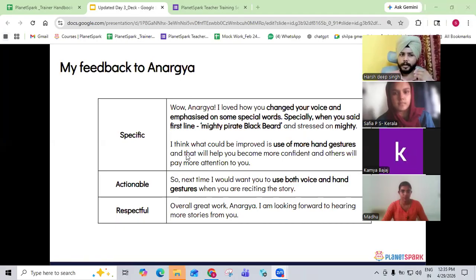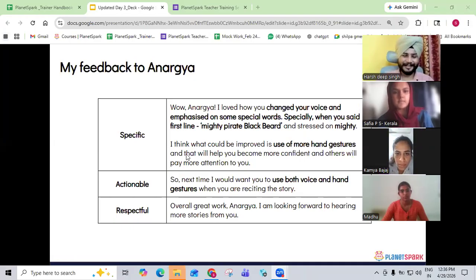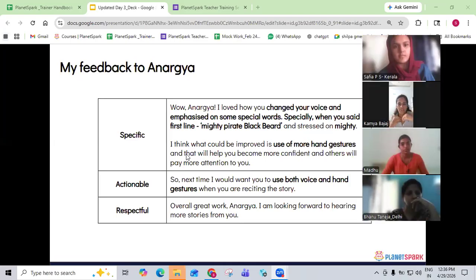I think what could be improved over here is use of more hand gestures so that it will help you to become more confident and you can speak confidently and pay more attention to what others are saying. And others will pay more attention to you. But what I really liked here, Harshdeep, is that because you are emphasizing the importance of hand gestures, you took care of it and even you were using your hand gestures. So that becomes very important here.